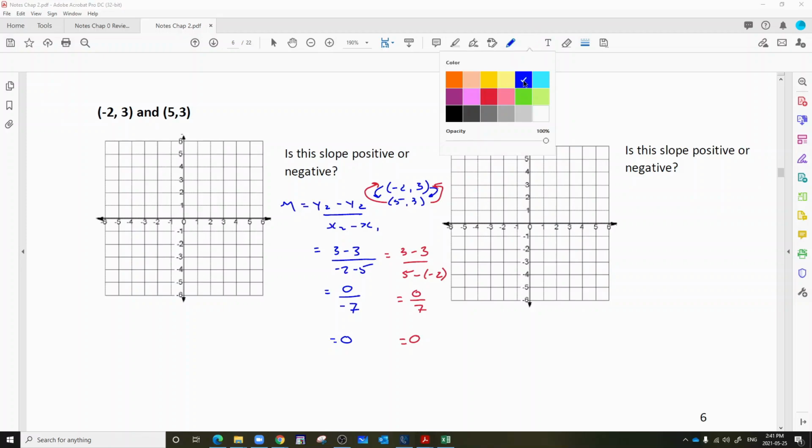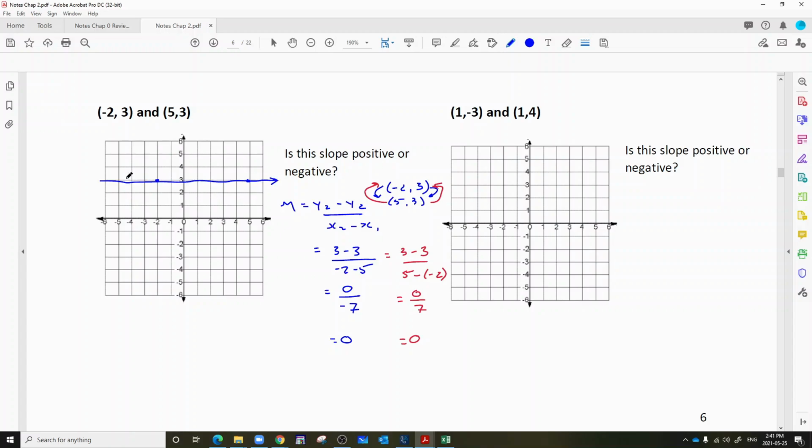Well, if we were to graph these points, we have a point at -2, 3, and a point at 5, 3. If we were to connect these dots, you'll notice what we end up with is a horizontal line. If you remember from previous lessons, this horizontal line passes through the y-axis, so it would have an equation y equals 3. But in terms of slope, the important thing is that this is a horizontal line. Horizontal lines have a slope of 0.